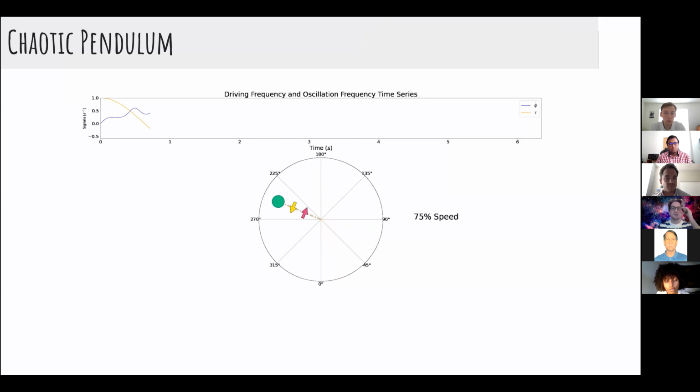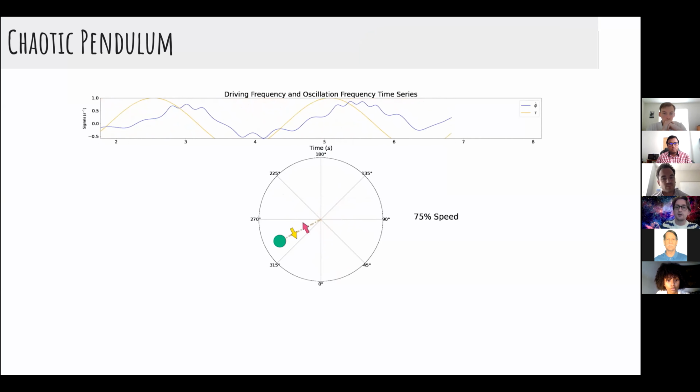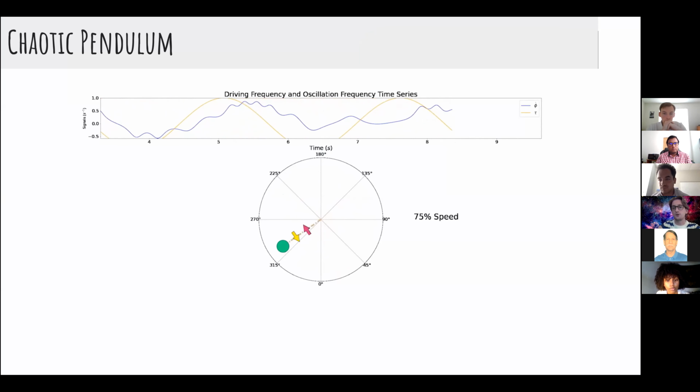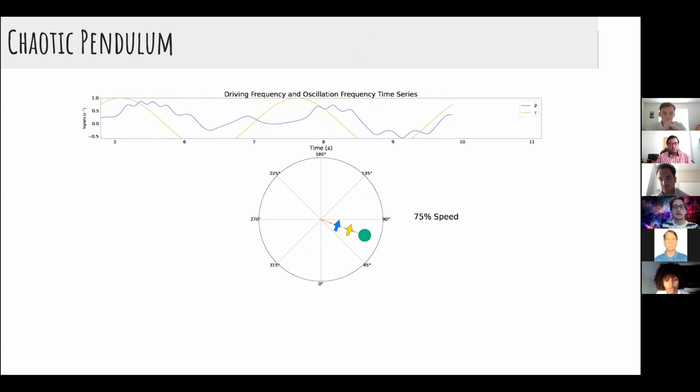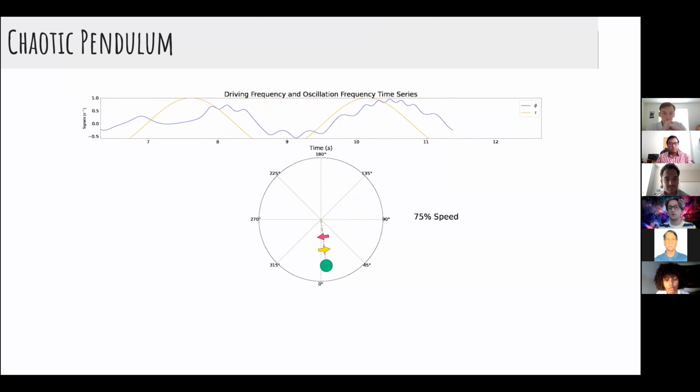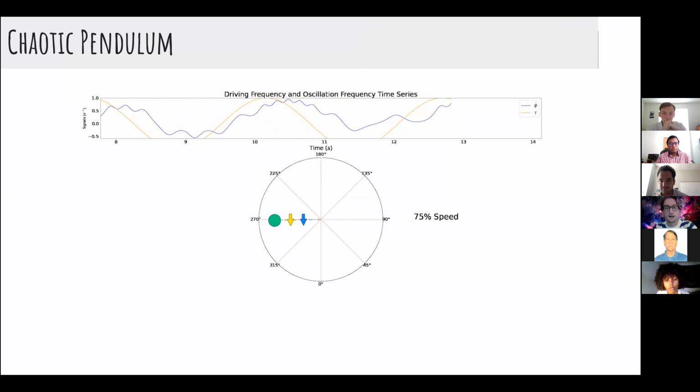So here's another simulation. In this simulation, we've set our parameters such that the pendulum is in a chaotic state. And so you'll notice, even though it's governed by the same equations that we showed earlier that are completely deterministic, it looks like it's kind of just moving around completely at random, kind of chaotically.